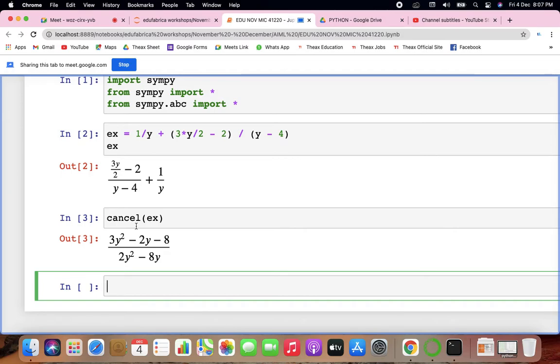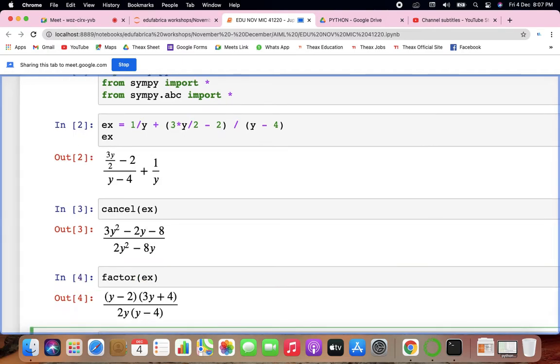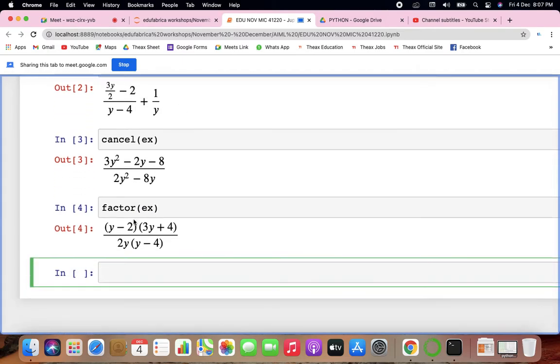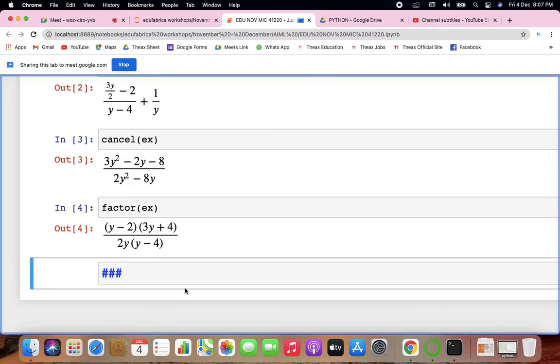Now this is not only, this is the cancellation or simplification you can say, right? But with the simplification, even if you want the factorization of this term, what we use is the term factor. The factor of ex would be giving you something different with this factorization method, right? So y minus 2, then 3y plus 4 and then 2y and all those things, okay? That's it. So let's go to the trigonometric function.